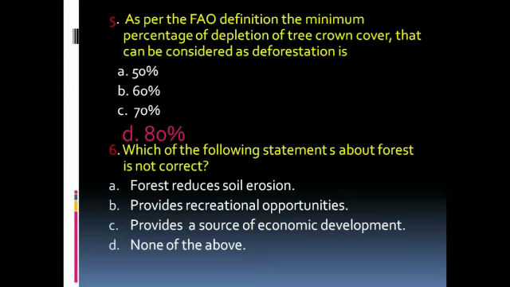Which of the following statements about forest is not correct? The options are: forest reduces soil erosion, provides recreational opportunities, provides a source of economic development, and none of the above. As we know, the three options A, B, C are correct regarding the forest, but none of these will be the right answer here, because no option is incorrect.